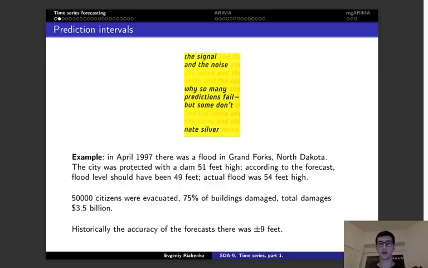There was a threat of a flood in North Dakota, and the city planned to protect itself with a dam 51 feet high, because they received a forecast that they needed a 49 feet dam. They didn't consider prediction intervals and didn't account for non-perfect predictions, so they only had 2 extra feet of height in this dam. The actual flood was 54 feet high, and that led to enormous damages. 50,000 citizens were evacuated. This is a real story illustrating how we care not only about predictions, but typically about prediction intervals as well.